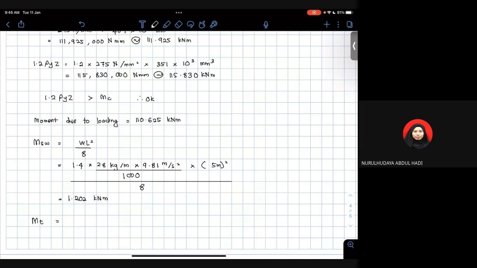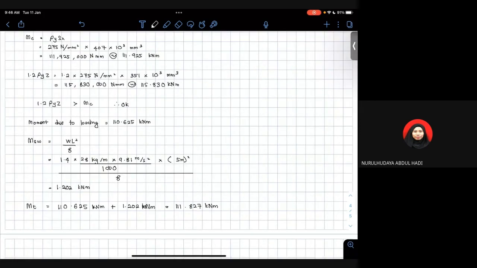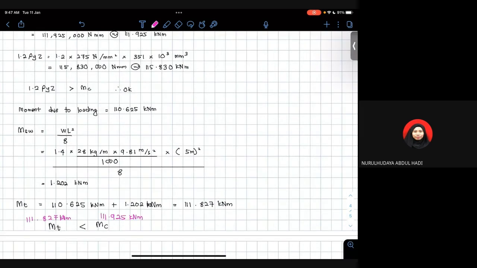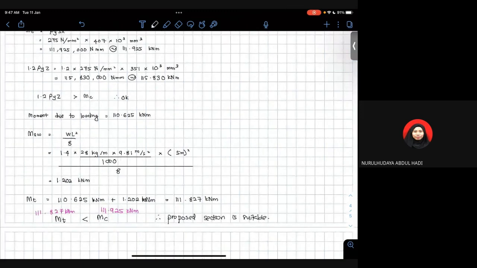Total moment, MT. Campurkan moment due to the loading plus dengan self-weight moment, and kita compare this total moment dengan moment capacity of the beam. MT is less than MC. Sikit je the value beza dia, tapi okay sebab as long as dia less than MC, meaning that the beam boleh resist the moment yang caused by loading. Proposed section is suitable tu ada markah tau.